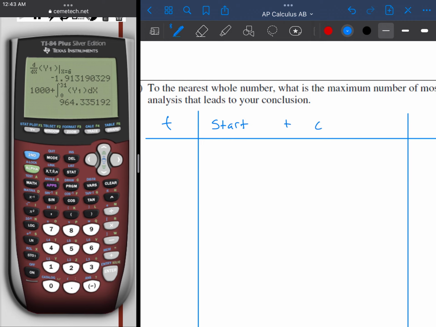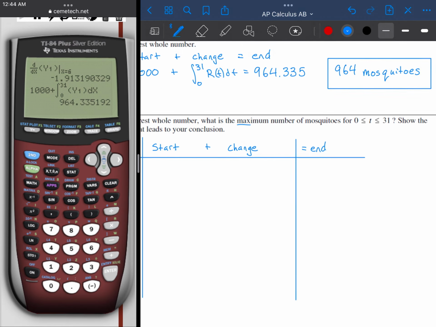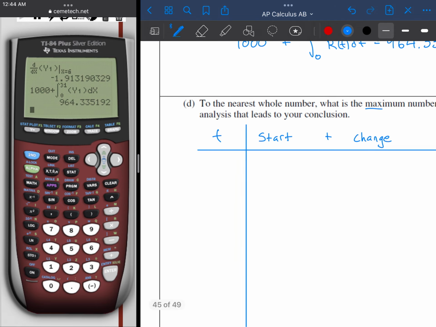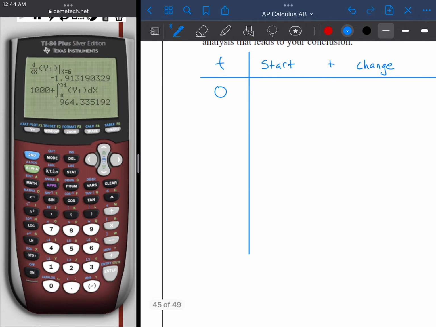We're going to add our change, and we should get our end values. We're looking for the max, the biggest one. So you always want the start and end. So 0 and 31 always have to be included. I don't think there's going to be that many values.